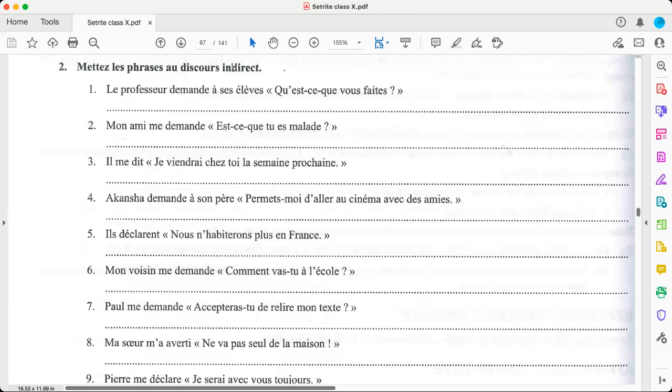After that, you will check what kind of sentence it is. Is it declarative? Is it interrogative? Is it imperative? So this, you can see the question mark, so this one is interrogative. Now interrogative has three parts. One is with "est-ce que", another one is adverb interrogatives. Third one is with qu'est-ce. Now here, this is qu'est-ce. So you will copy the same thing. Le professeur demande à ses élèves.